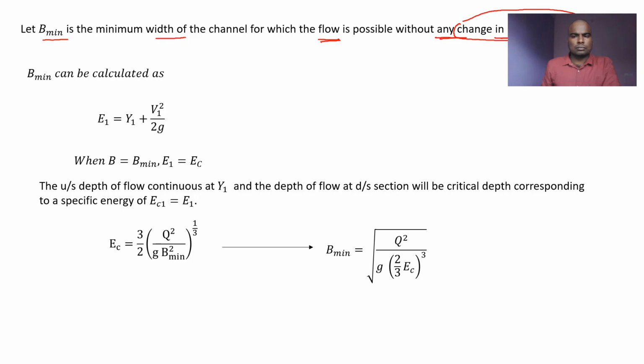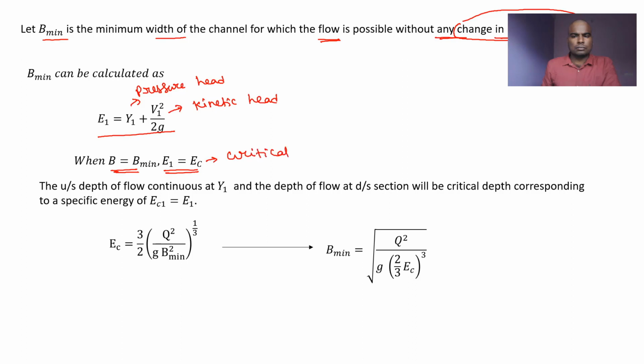So how we can calculate the B minimum? So we have this formula. I have shown you already. This will be kinetic head and this is the pressure head, E1. And so when B equal to B minimum, this E1 will become EC. That is nothing but specific energy will become critical minimum specific energy, critical energy.